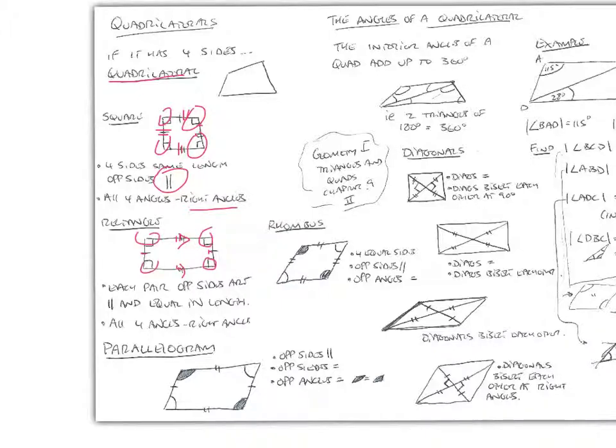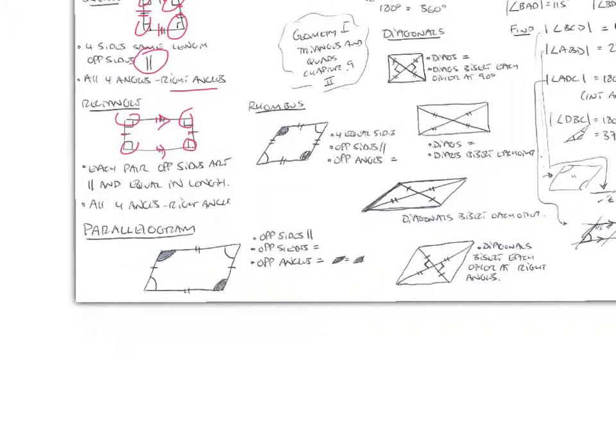A parallelogram. A parallelogram has opposite sides that are parallel. This is parallel to this side, and this is parallel to this side. This side is equal to this in length, that's equal to that in length, and the opposite angles are equal.